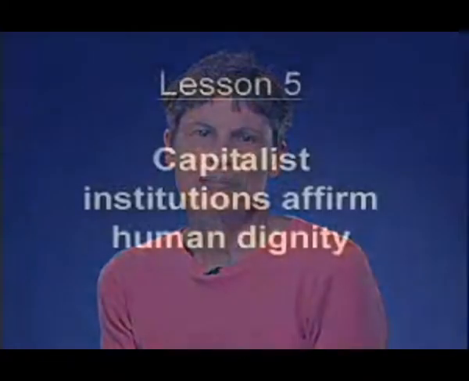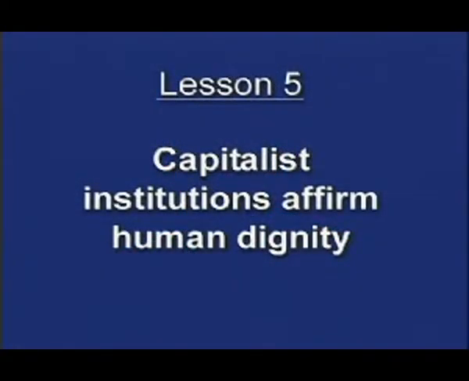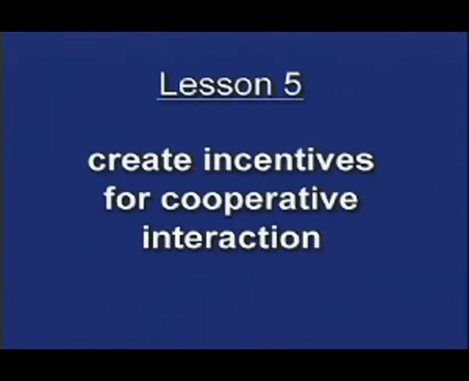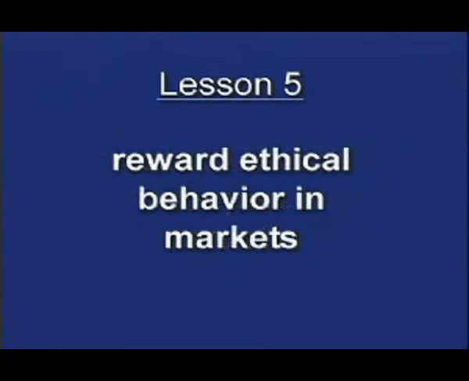Lesson 5 addresses this criticism, arguing that capitalist institutions affirm human dignity, that they create incentives for cooperative interaction, and that they reward ethical behavior in markets. Indeed, both theory and history offer strong evidence that acting selfishly, rather than with regard to the needs and wants of others, is a prescription for failure in the competitive marketplace.